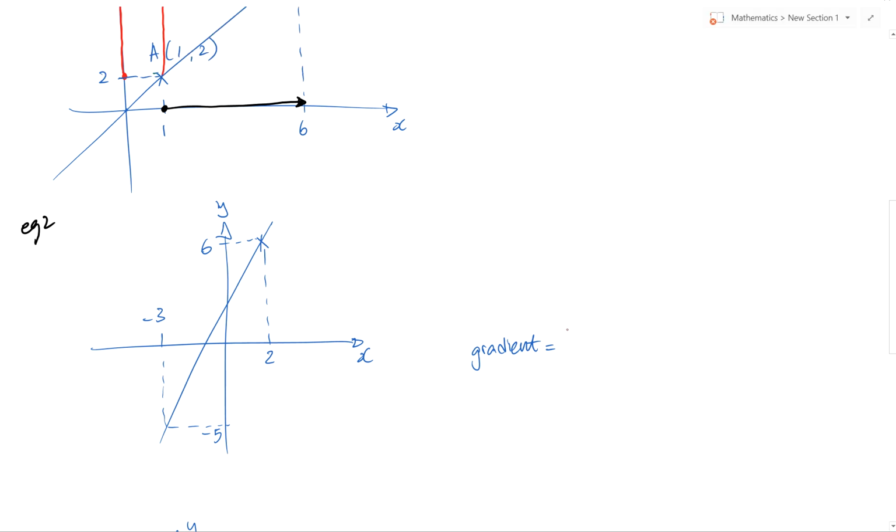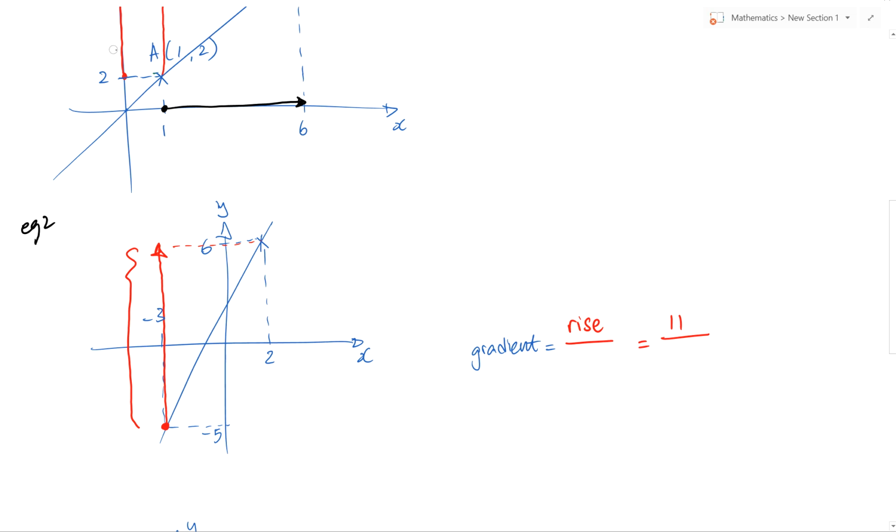Again, we have the same formula, rise over run. So we start from the point at the bottom. Over here, we're going to rise up, rise to where the other point is. You have to be able to tell me what the difference between 6 and -5 is. So the distance between them will be 11.